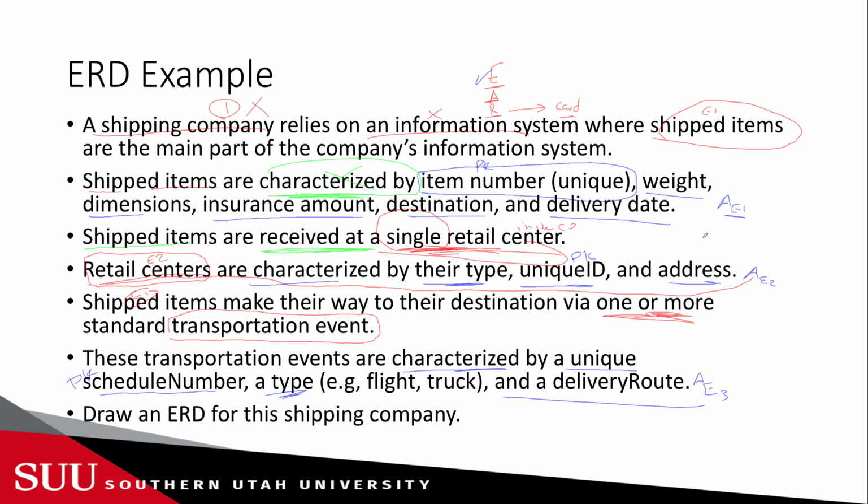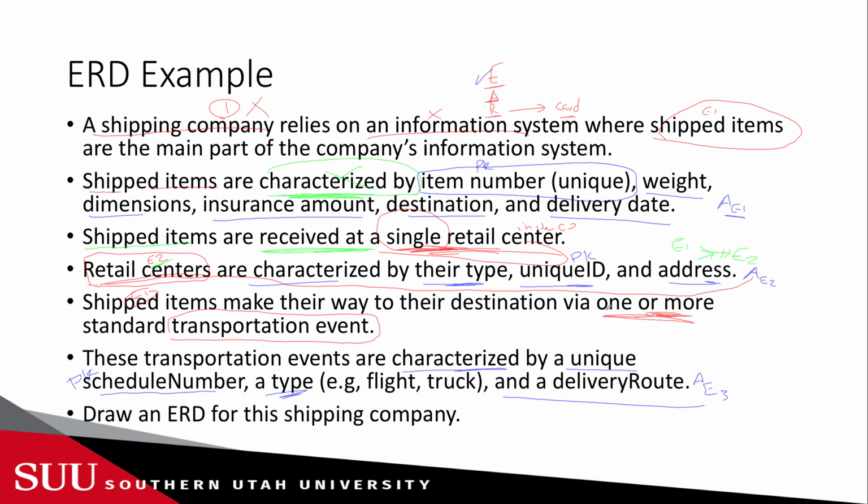Shipped items are received at a single retail center. So I have a relationship from shipped items, which is E1, to E2, which is retail center. So I have some kind of relationship between those two. And shipped items are received at a single retail center. So E2 is single, and since I said shipped items, that means there are many items that are going to be received at that retail center.